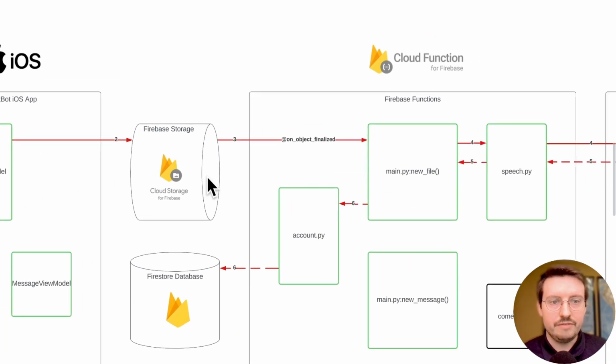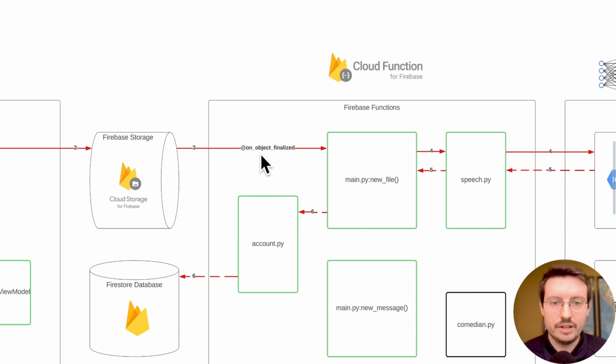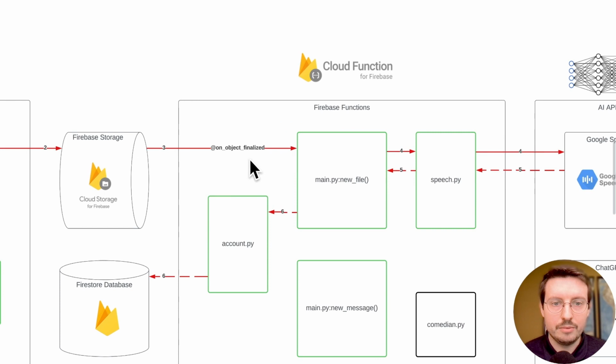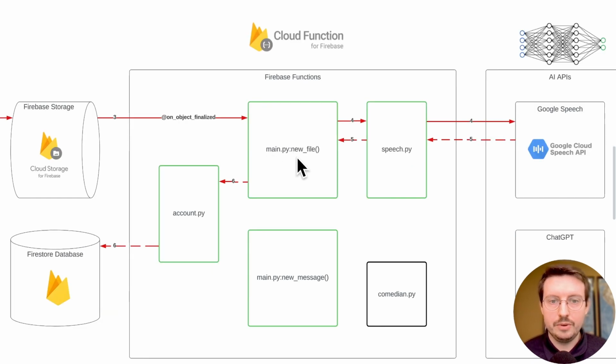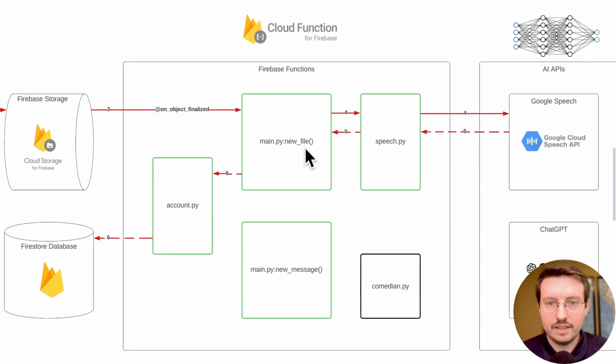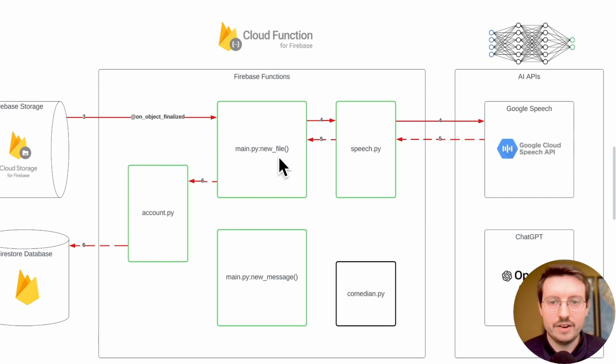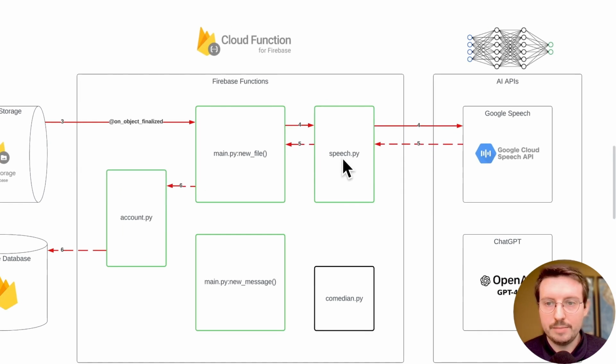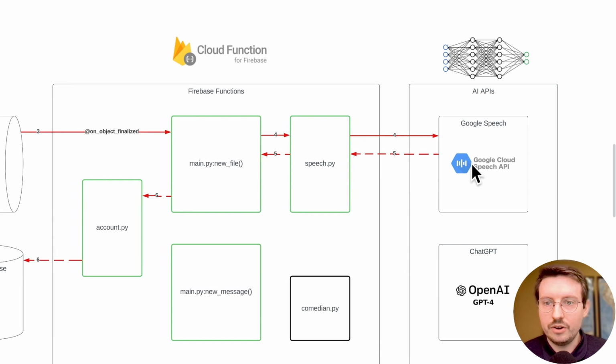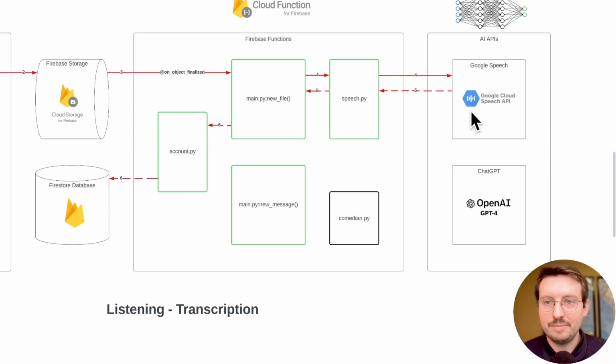Once it's added into the Firebase storage for the account, there will be an onObject finalized trigger within the Cloud function that will activate when the file is completely loaded into the storage. Within the main.py that we developed in the previous tutorial, we're going to have a new file function. And this new file function will take the file and it will pass it to speech.py, which will then call the Google Speech API to transcribe the audio.